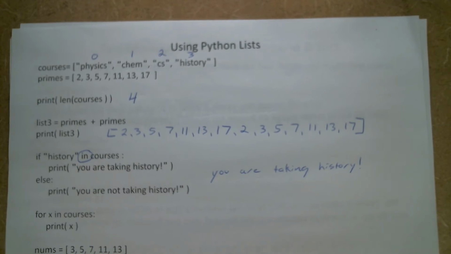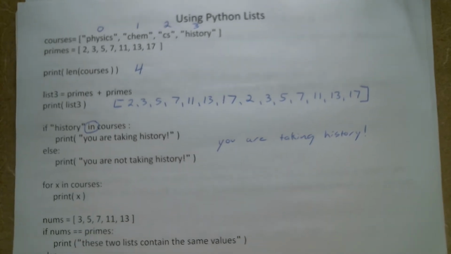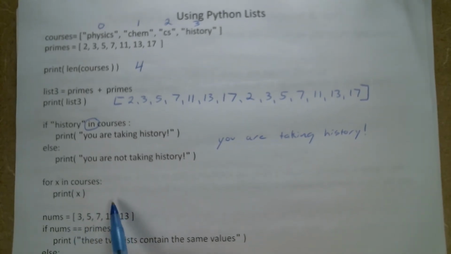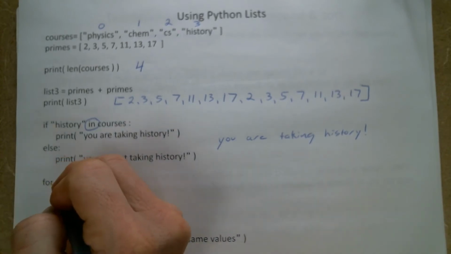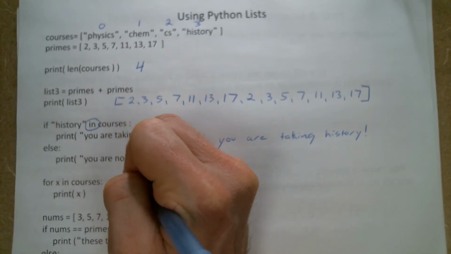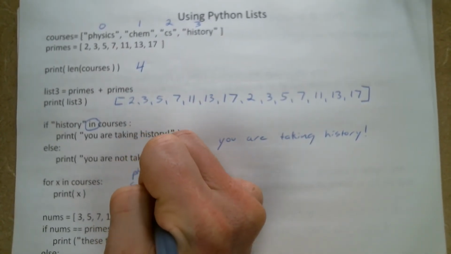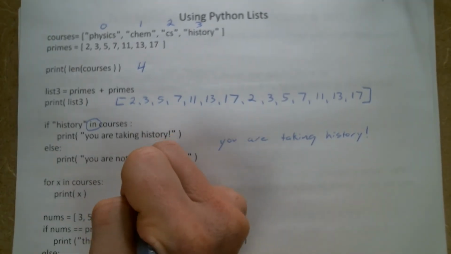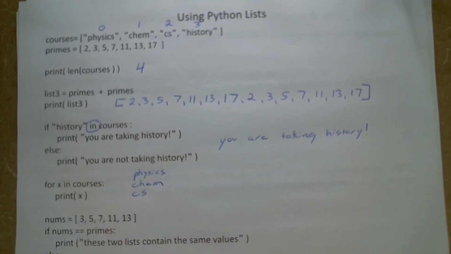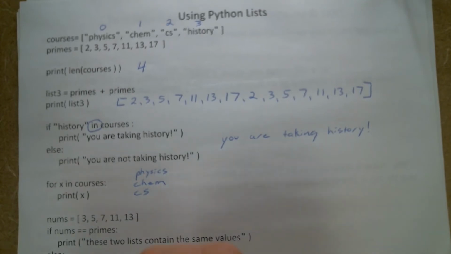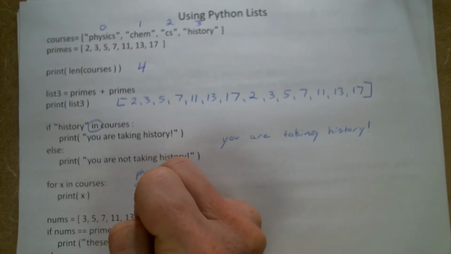We can also use a for loop to work through a list. We can say for x in courses, and that will go through the courses list and print out each value on a new line, because each print statement is going to make a new line. So it'll work through the list one by one, and it'll print out physics. And then it's a new print command, so it'll go down a line and print out chem. And then it'll go down a line and print out CS. And then it'll go down a line and print out history.